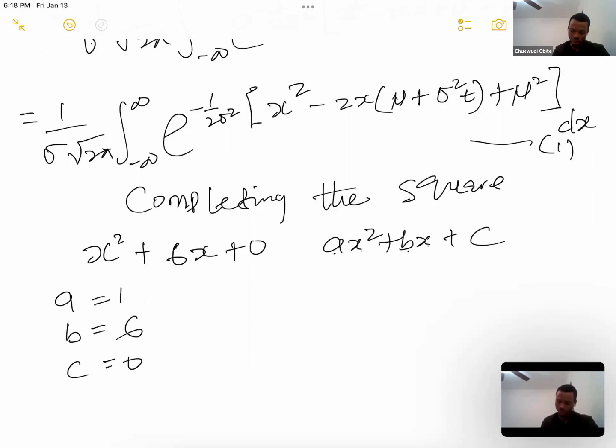Then the next step, you divide b by 2, so that is divide 6 by 2. Then you square it.